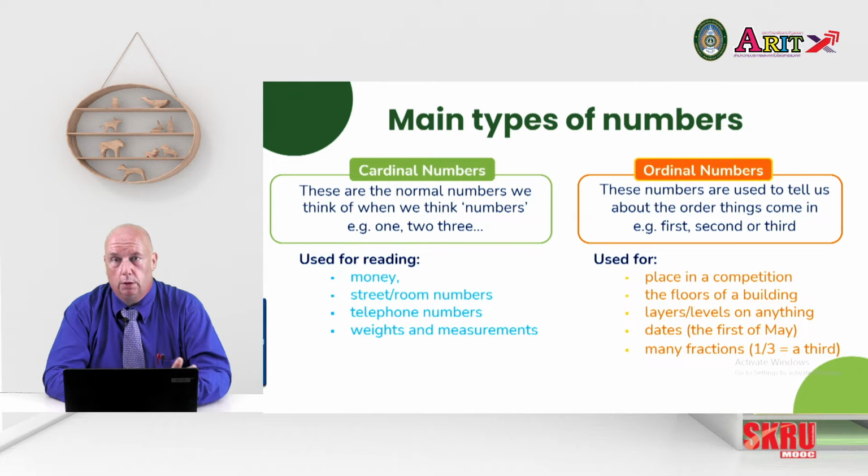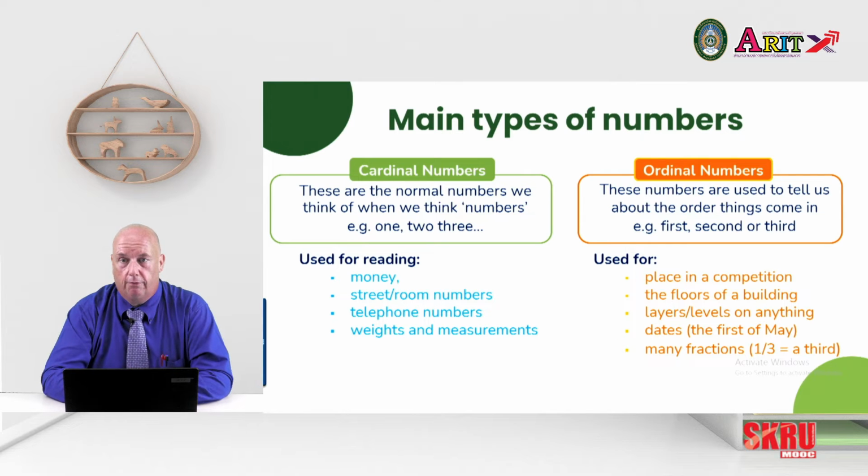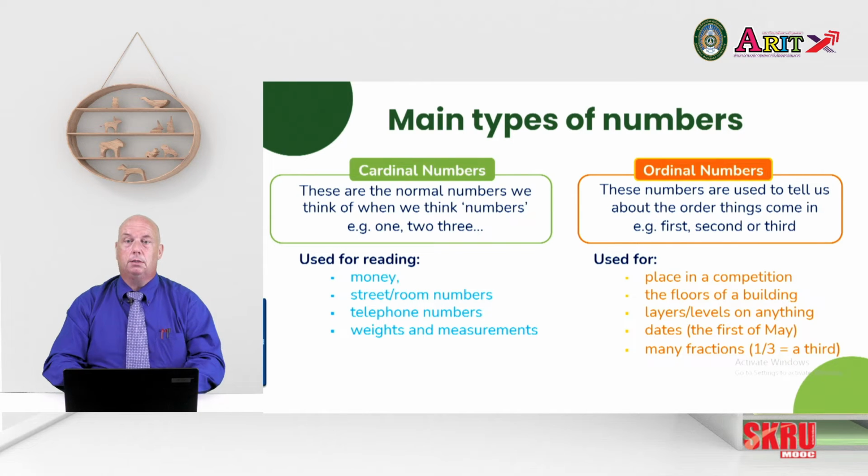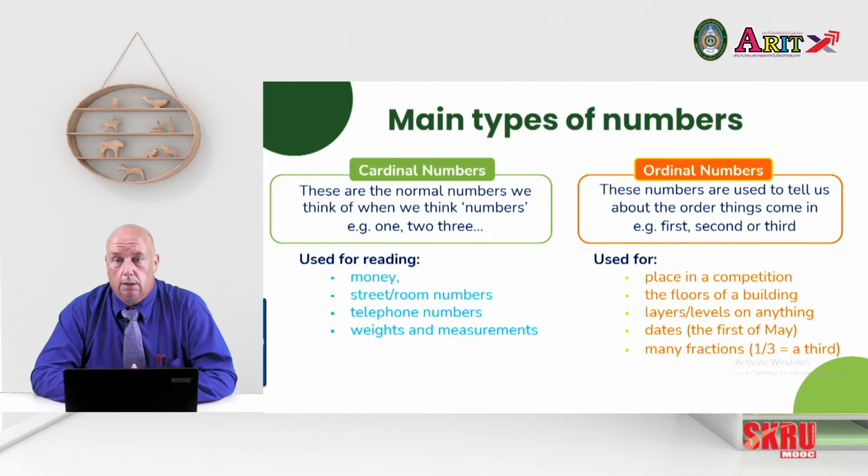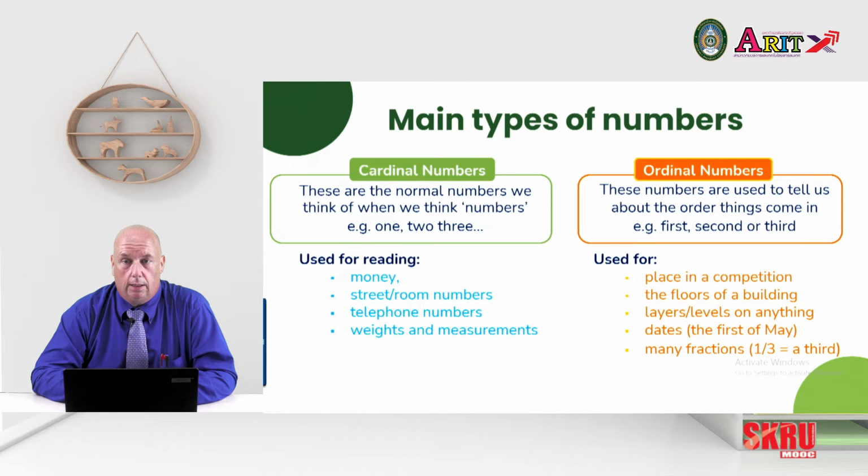So I always remember ordinal, order. It's first, second, third, fourth, fifth. So these are used for place in a competition. For example, John came first in the race. Or the levels of a building. My new apartment's on the 3rd floor. Could be the layers or levels of anything. We ordered a three-layer cake. The 3rd layer we'll save for next time.